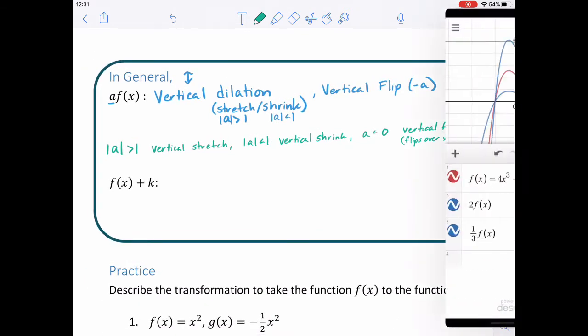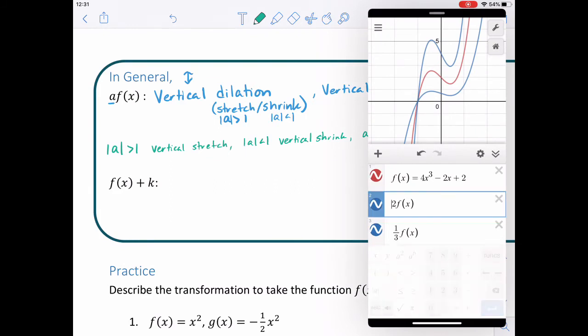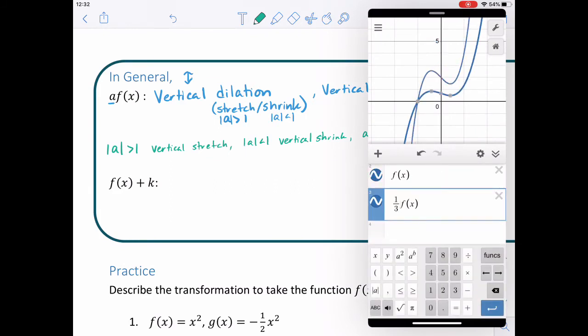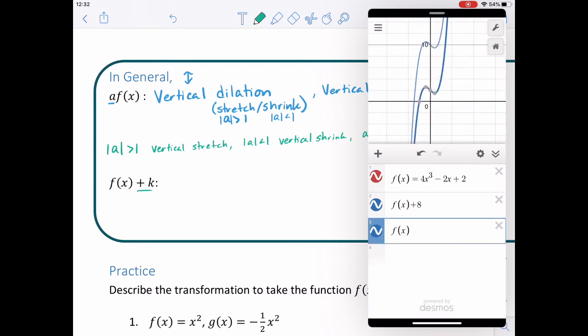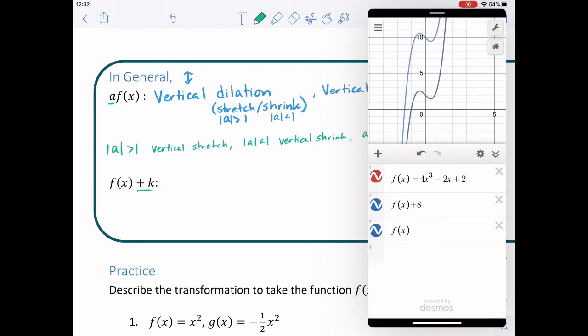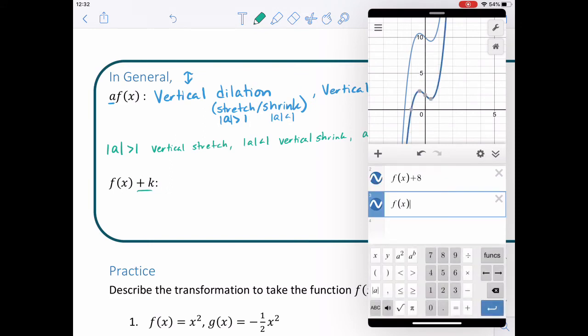So what about if we add a number? So let's do the same thing, except we're going to take these coefficients off, and this time we're just going to add a number. Now again, notice that this is outside. It's not inside that parentheses. It's sort of outside our function. And so if we just add 8, our function just moves up 8. If we subtract 3, it moves down 3. And so all this does is move us up and down, or what we call a vertical shift.